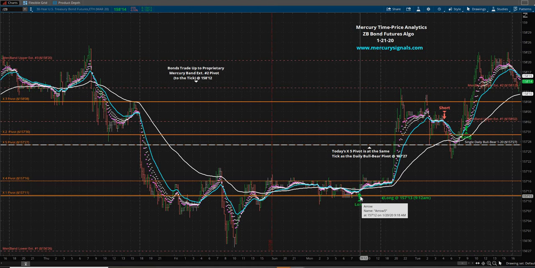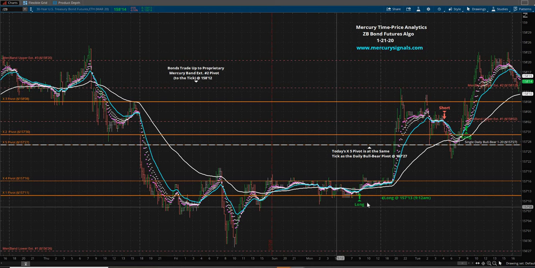But where did the long come from in bonds this morning? Right as bonds traded back up and through the X1 pivot. So where do you take profits? Well, bonds came up into our single daily algo pivot at 57.27. This single daily algo pivot is generated at 8 a.m. Eastern time. It's unbelievably accurate. This is the fulcrum price level for the entire day, and you can see that.